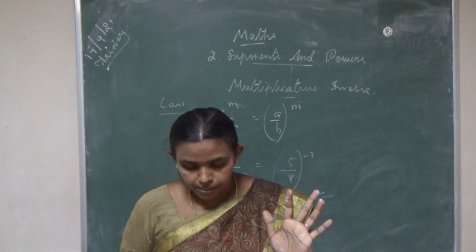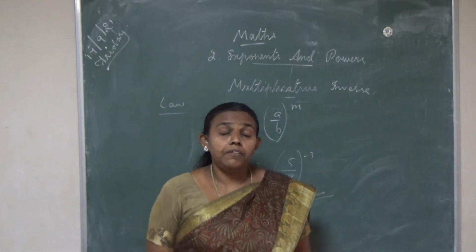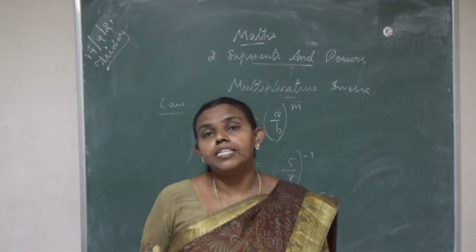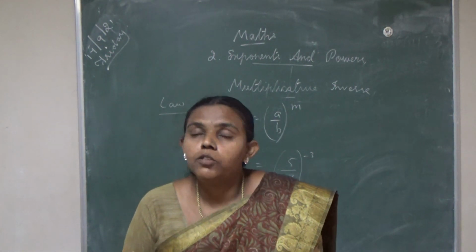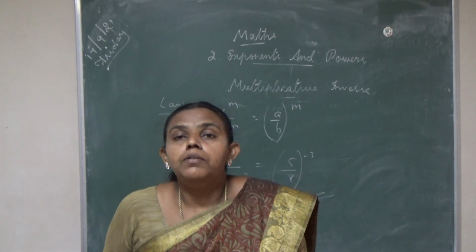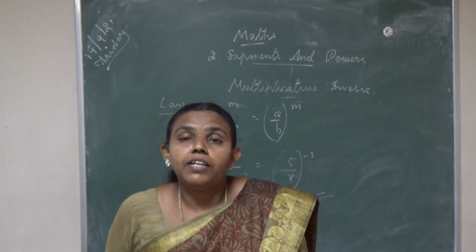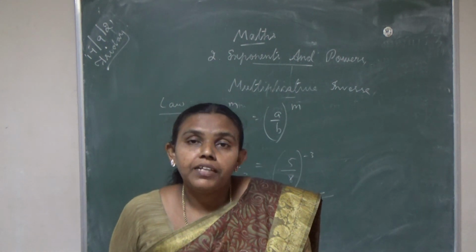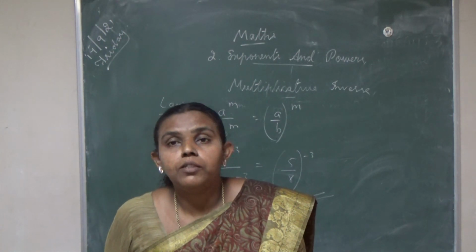So 5 laws. What are the laws? a power m into a power n equal to a power m plus n, a power m by a power n equal to a power m minus n, a power m the whole power n equal to a power mn, a power m into b power m equal to ab the whole power m, and a power m by b power m equal to a by b the whole power m.